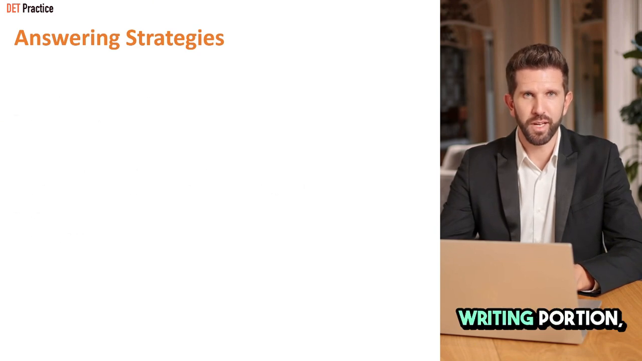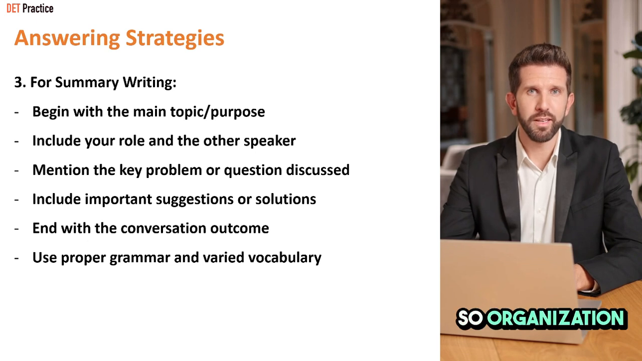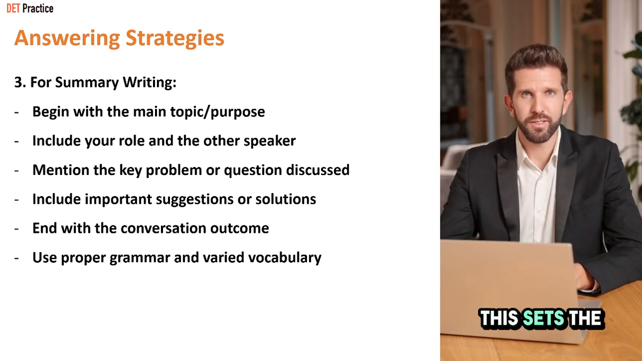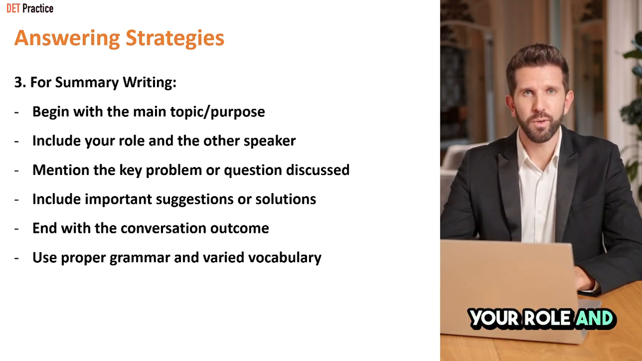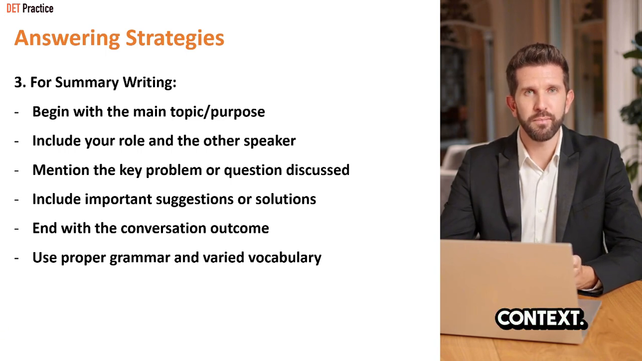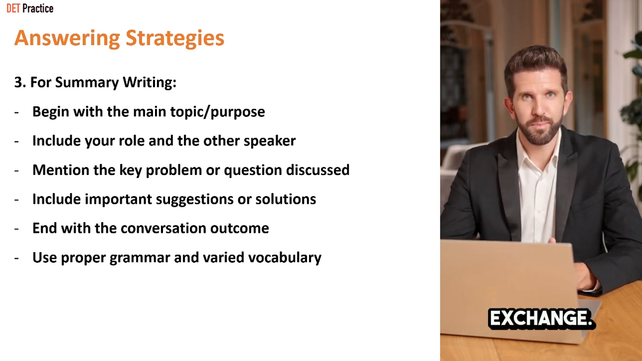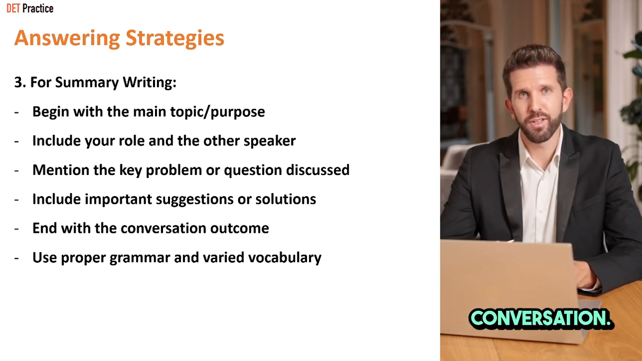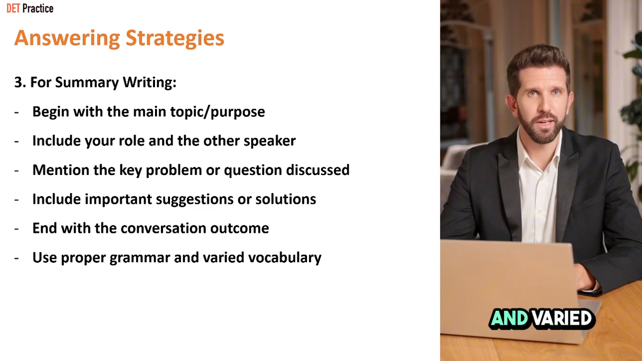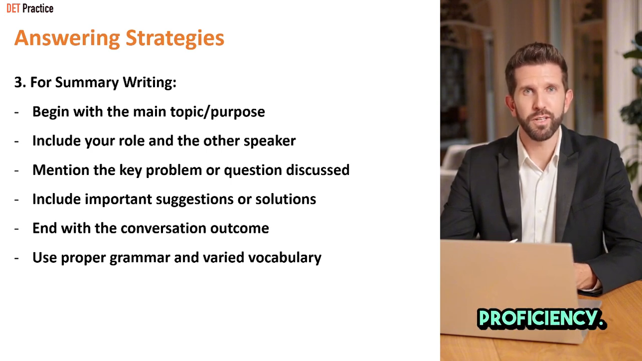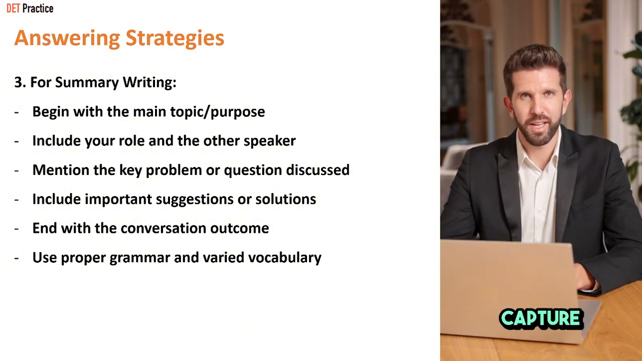When it comes to the summary writing portion, you have limited time, so organization is crucial. Begin by stating the main topic or purpose of the conversation. This sets the framework. Include information about your role and the other speaker to establish the context. Be sure to mention the key problem or question that was discussed, as this is typically central to the conversation. Include any important suggestions or solutions that were proposed during the exchange. End with the outcome or resolution of the conversation. Throughout your summary, use proper grammar and varied vocabulary to demonstrate your English proficiency. Remember, this summary needs to capture the essence of the entire conversation in just a few sentences.